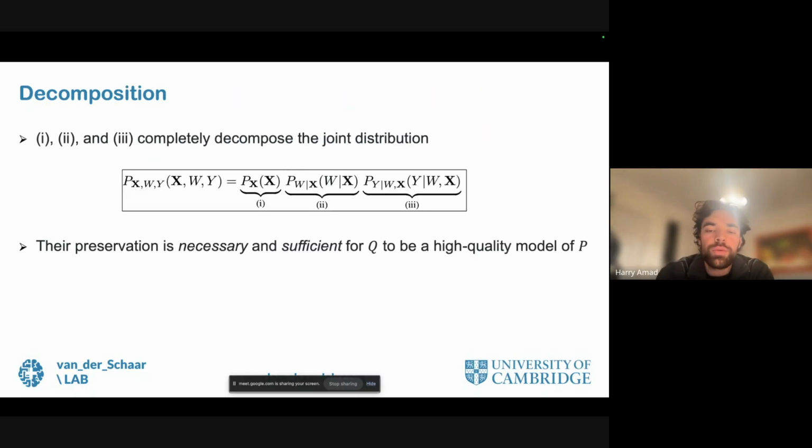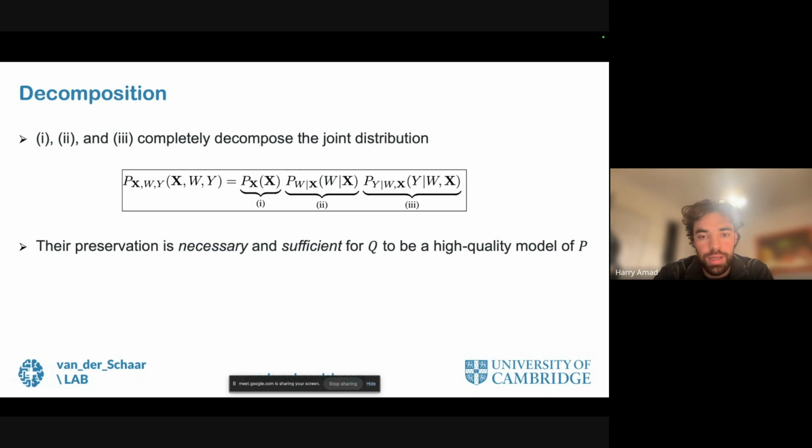So these three distributions are all uniquely important to preserve for the analysis that we conduct on the synthetic data to be valid. And also they completely decompose the joint distribution of the data if these three classes of variables are all that the data display.